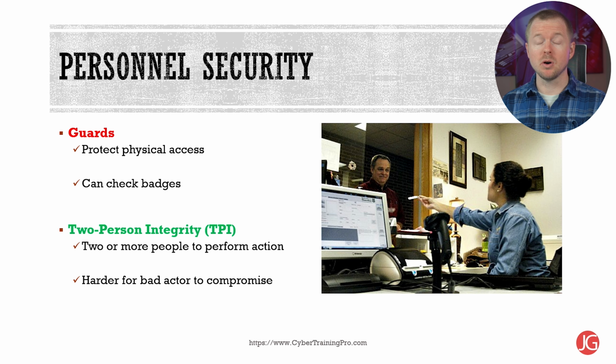Guards are an effective control to protect physical access to your facilities. Of course, they can check badges or identities of people before they actually get access. Two-person integrity requires 2 or more authorized people to perform an important task. The actual definition only refers to CompTIA or communication security key materials. Even the military implements something called two-person control on nuclear launch weapon systems, where two people have to activate the weapon at the same time.